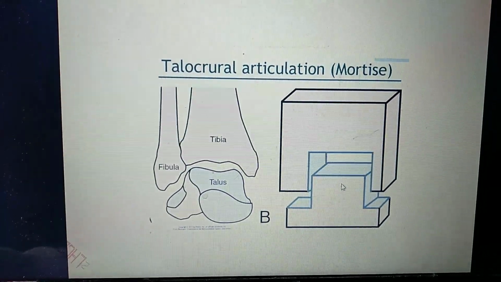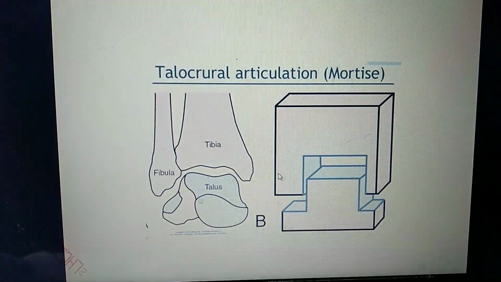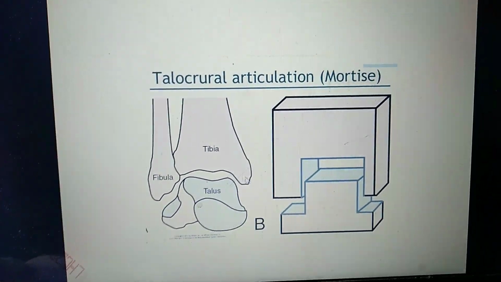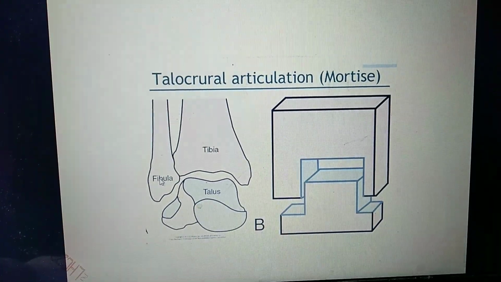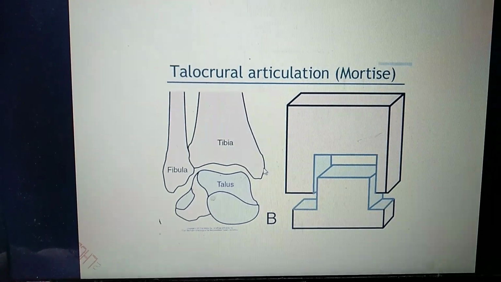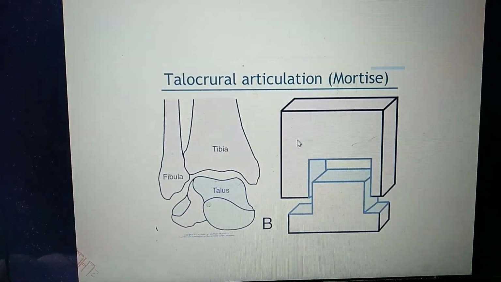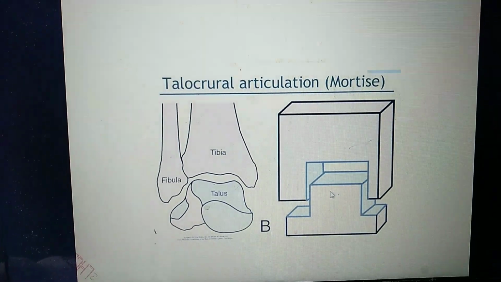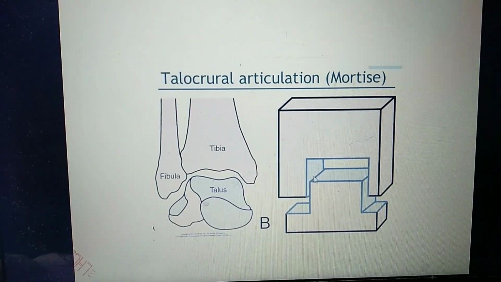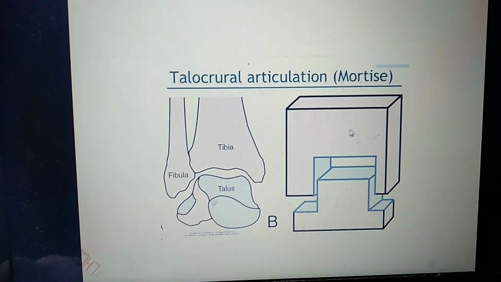So in this situation, the mortise arrangement is reminiscent of the lower end of the fibula and the tibia along with their two malleoli. It forms a structure similar to this. Why? Because the talus needs to articulate with the tibia and the fibula. So this is very, very important.